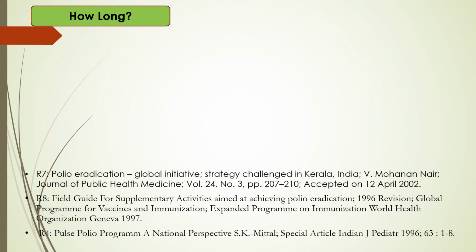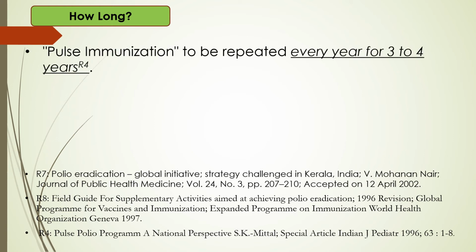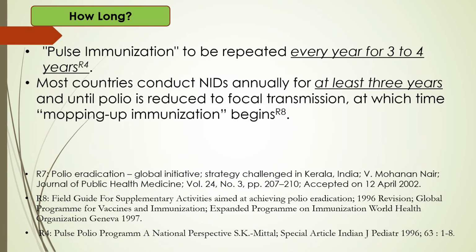The million-dollar question which troubles the pediatricians is how long are we going to continue with this pulse polio program? Pulse immunization to be repeated every year for 3 to 4 years. That was at the start in 1996. They considered by 2000 you can stop it. But even at that time they said it may continue at least annually for at least 3 years, and until polio is reduced to focal transmission, at which time mopping up immunization begins. This again is as per 1997 WHO publications.